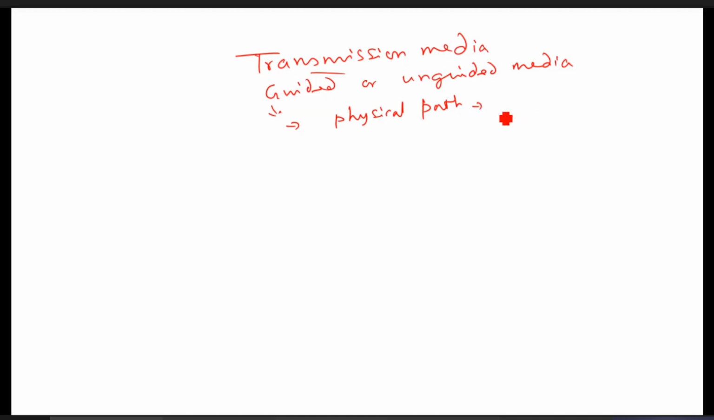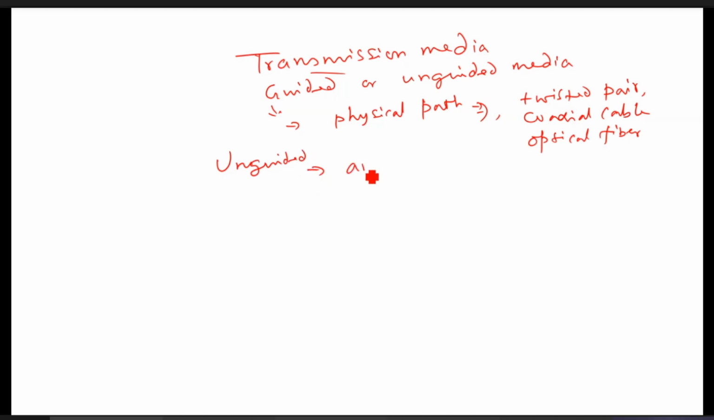The examples are twisted pairs, coaxial cables, optical fibers. These are the examples of the guided medium, right? And in case of unguided media, it employs antenna. Here antenna is involved. It uses antenna for transmitting the information through air, vacuum, or water, right? So in this case, the unguided medium uses antenna for transmitting the signals.